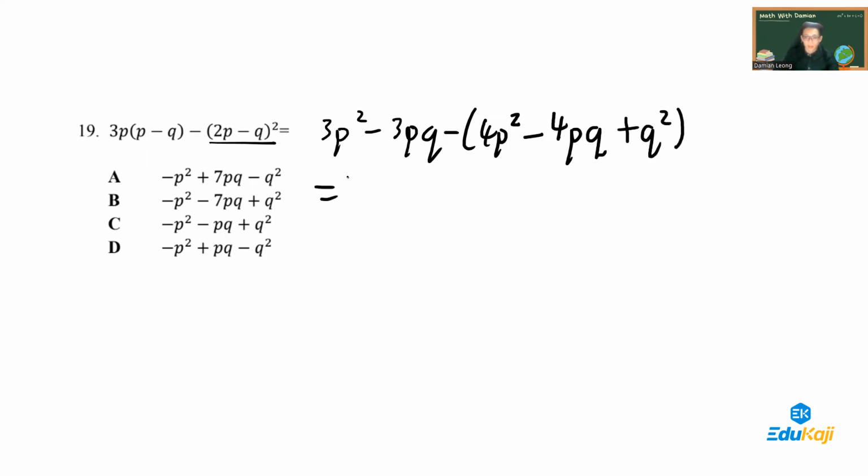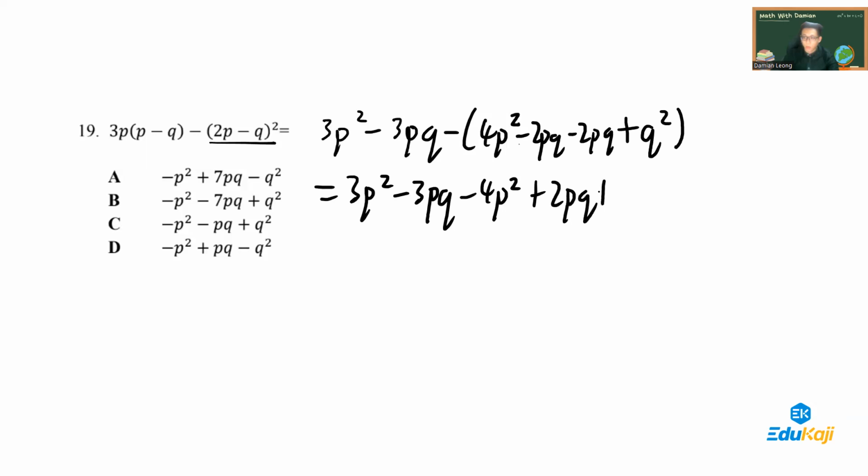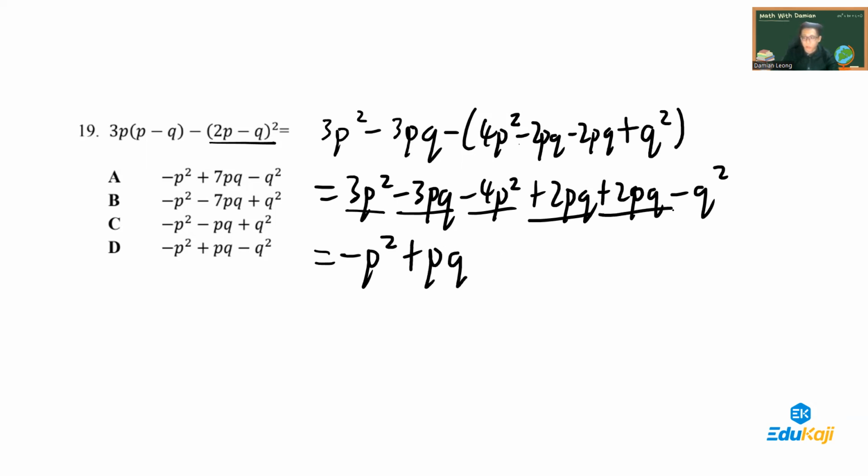Then only I open up the bracket. You can write minus 2pq minus 2pq as well, doesn't matter. Open up bracket would be minus 4p square, same sign plus 2pq plus 2pq, then different sign minus q square. 3p square minus 4p square, negative p square, minus 3pq plus 2 plus 2. So it's plus pq, then minus q square. So answer is D.